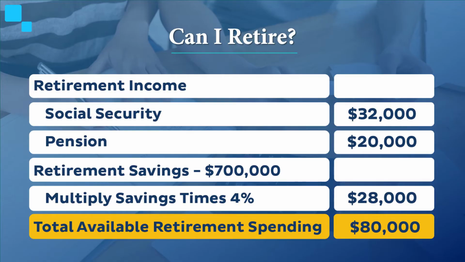Next, you'll add up your income streams coming in during the course of retirement. Some common income streams include Social Security income, rental income, or pension income. Next, you'll calculate the difference between your income and spending. Now, any shortfalls are normal. That's why we save for retirement.